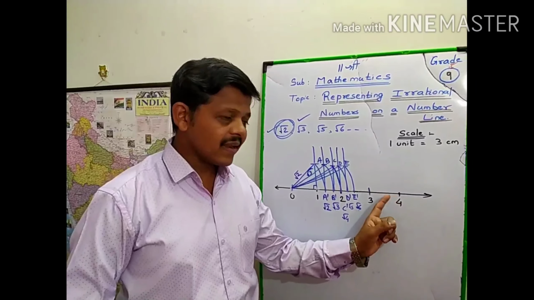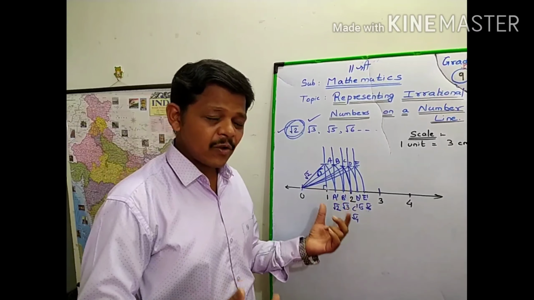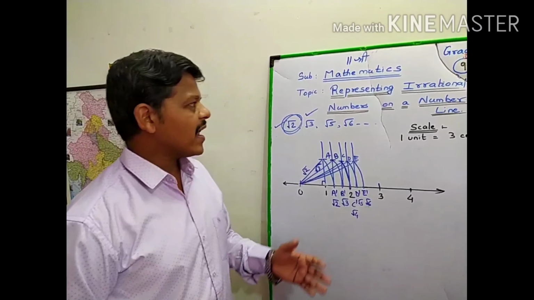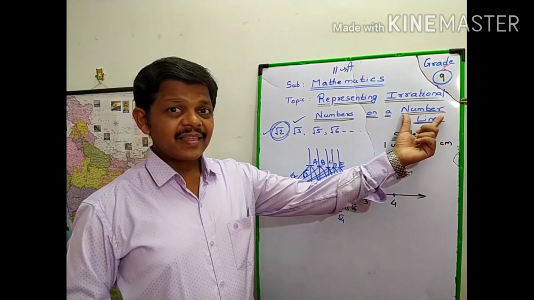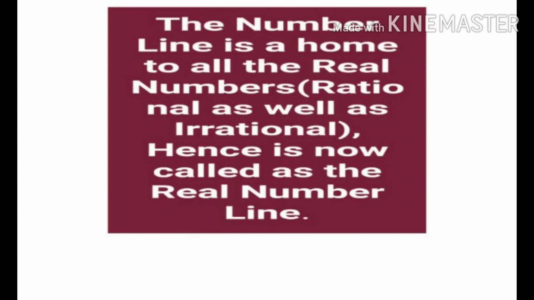This number line can have the rational numbers on it, and it is also a home for all these irrational numbers. And that is why our number line now becomes the real number line. Why? Because it is a home to all the real numbers, the rationals as well as irrational. All the real numbers have a place on the number line, and hence the number line will now be called a real number line.